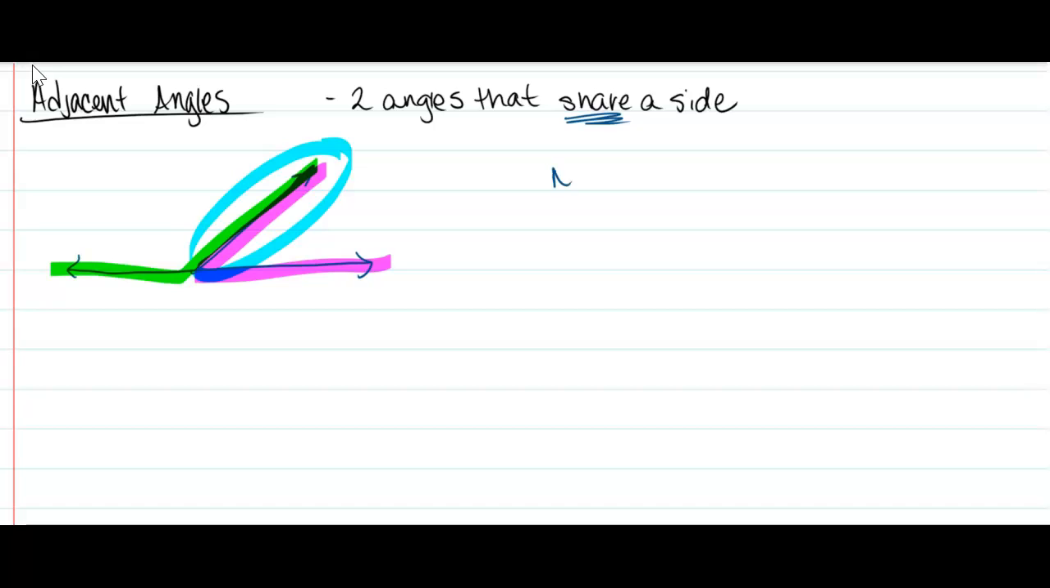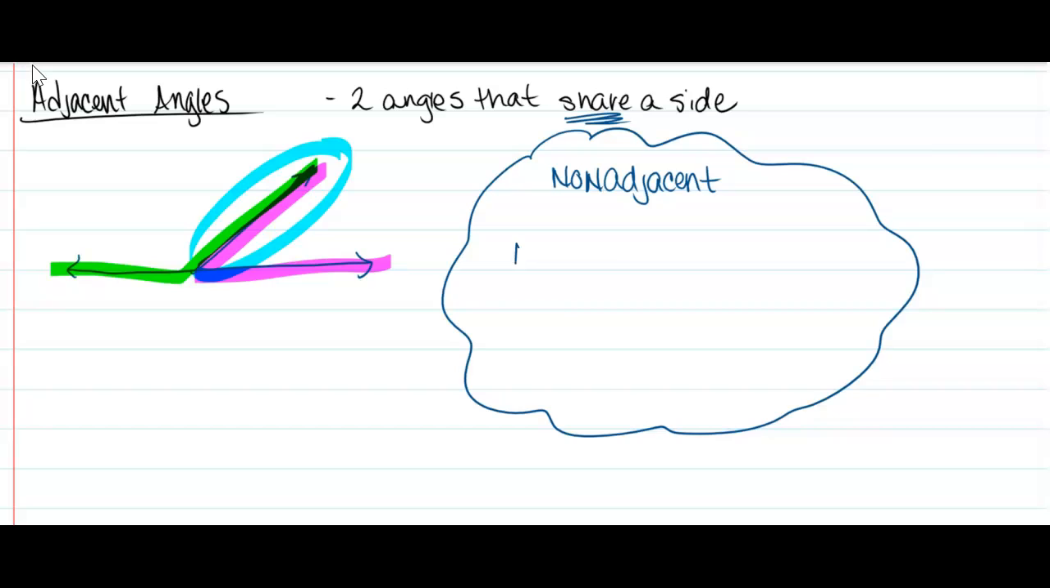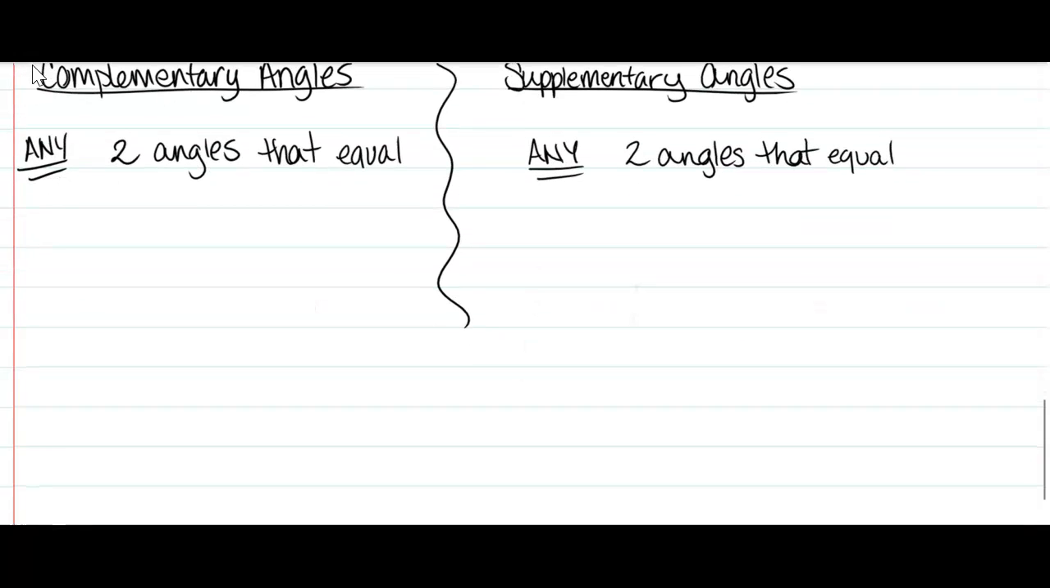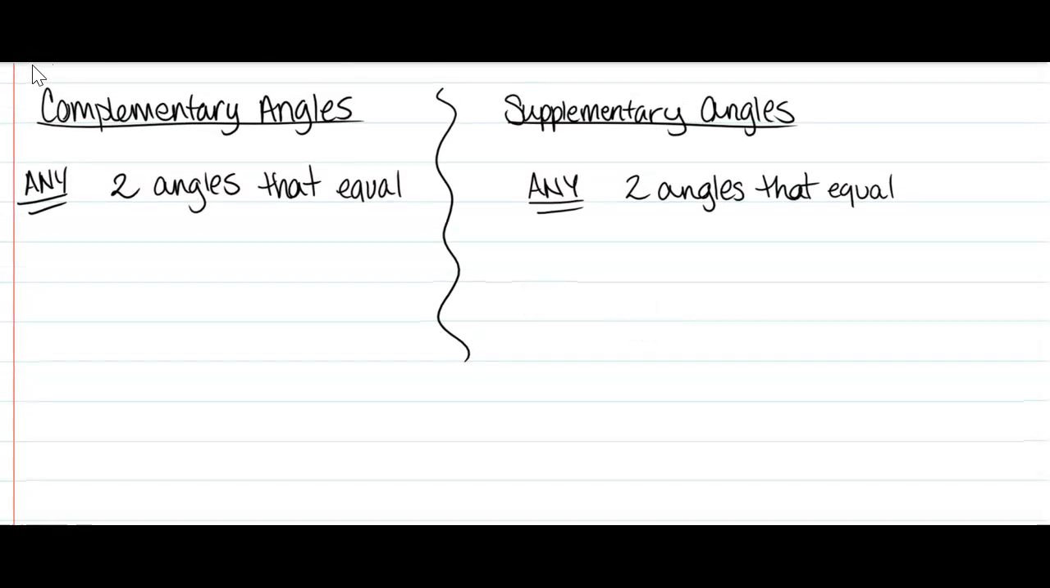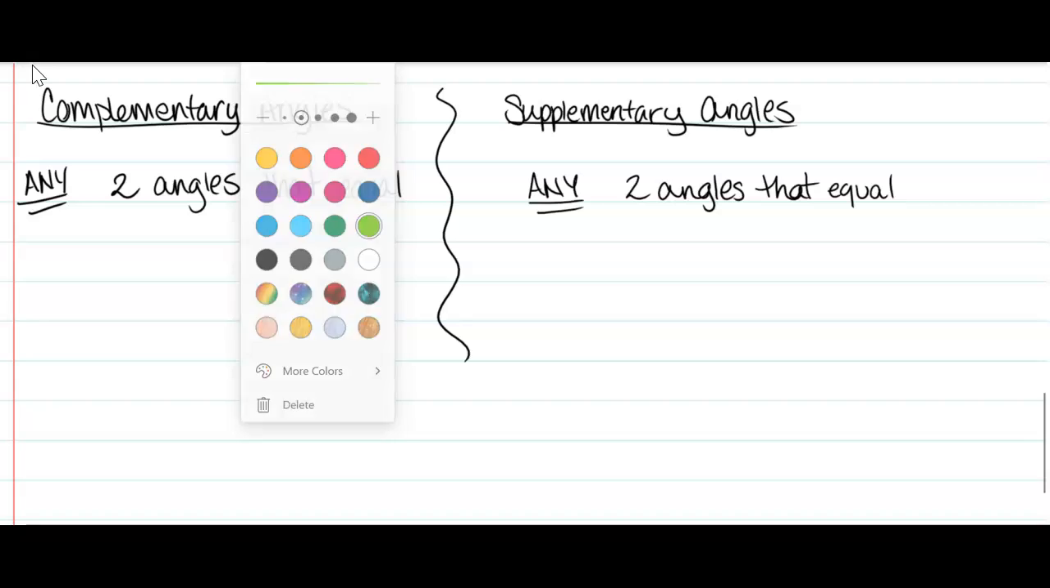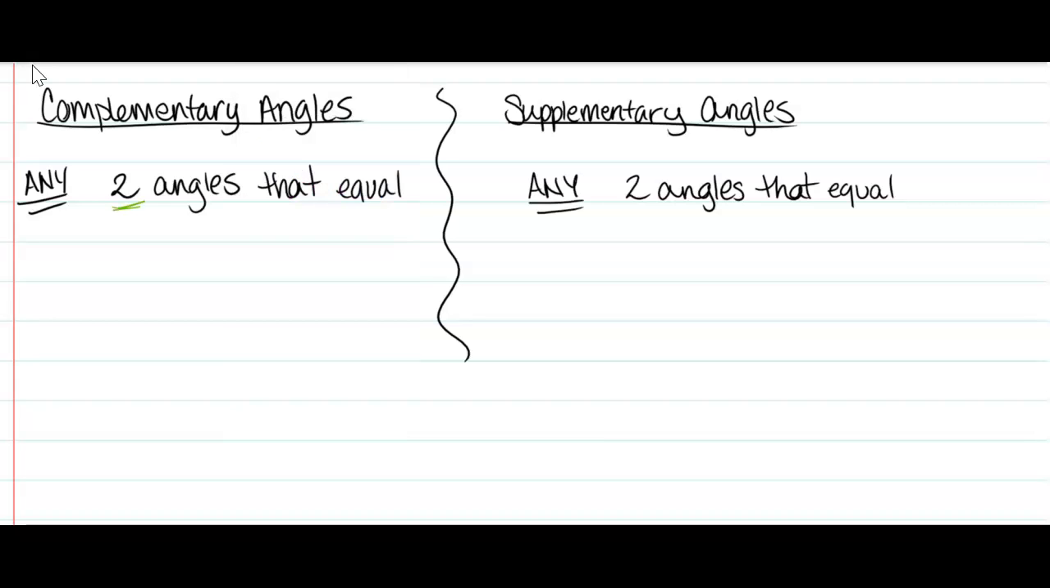Now let's go ahead and draw some non-adjacent. So for my non-adjacent ones, it's just two angles that don't share a side. Let's go on to complementary and supplementary angles. So for complementary angles, we have two angles that are equal to 90 degrees. For supplementary angles, it's any two angles that equal 180 degrees.